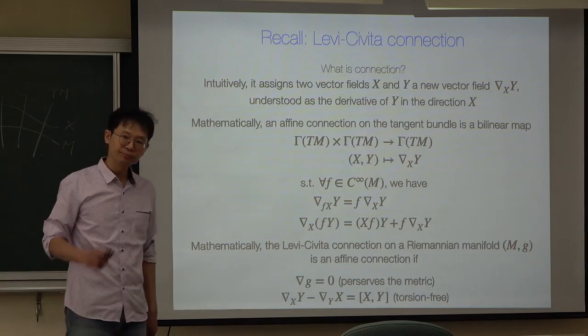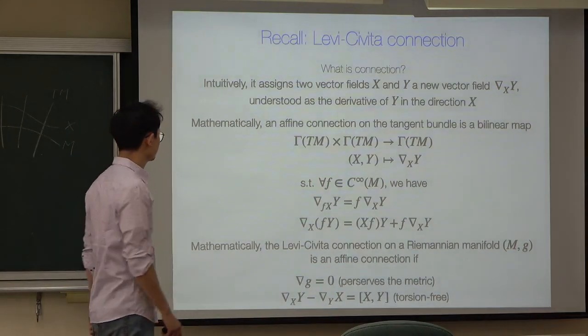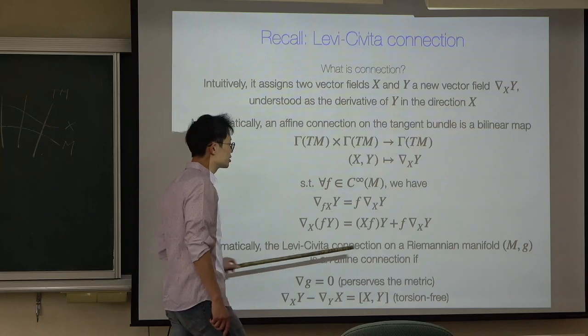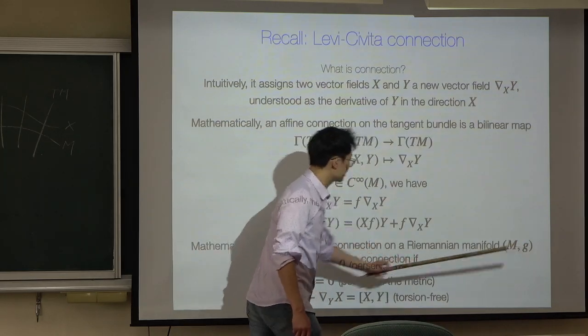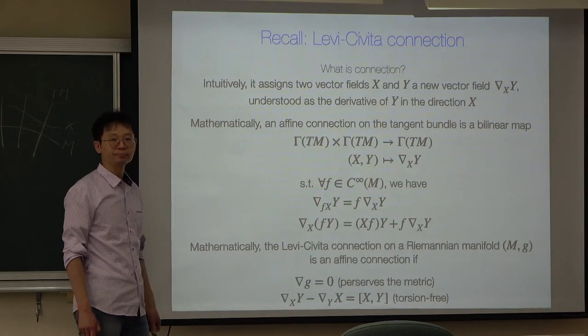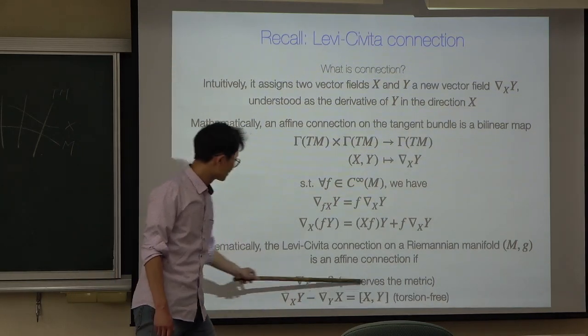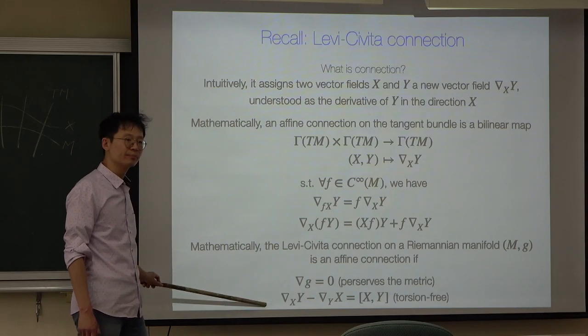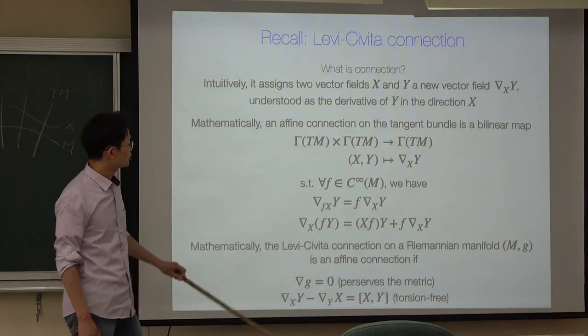And suppose we impose some more conditions: that it respects the metric, and that it is torsion free. So that is called torsion free. Suppose these two conditions are satisfied. Then this connection is called Levi-Civita.